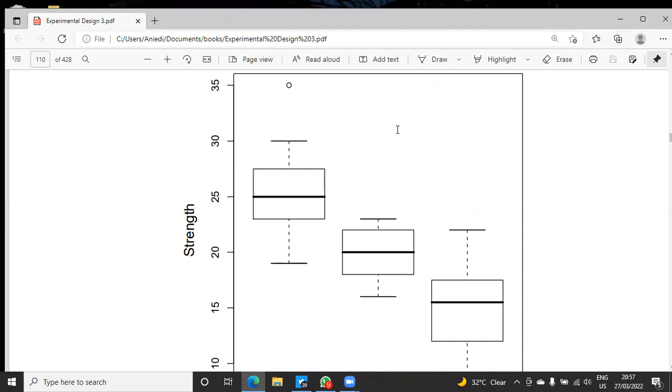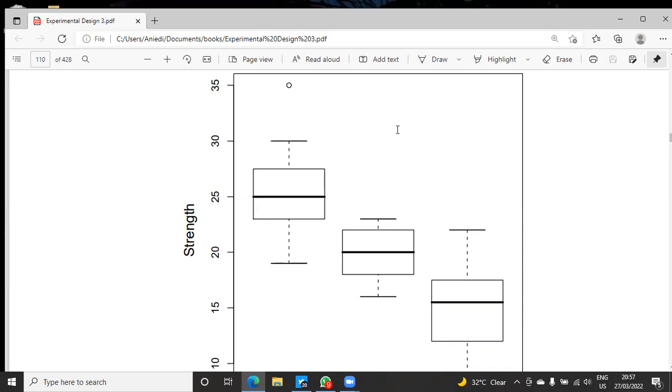So it has the minimum value, it has the first quarter, it has the middle value, it has the third quarter, and it has the highest value. That is 5 points. The one at the top is the highest value, then the third quarter, then the median, then the first quarter, and then the minimum value.